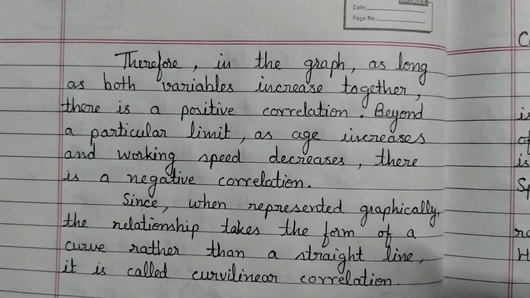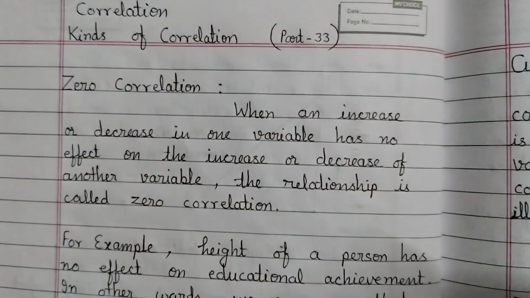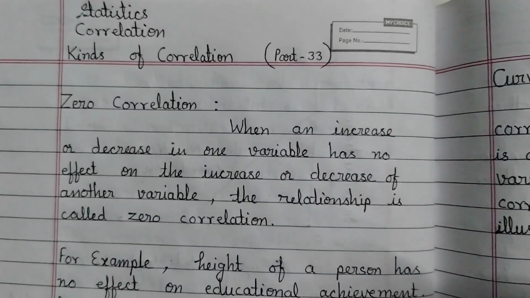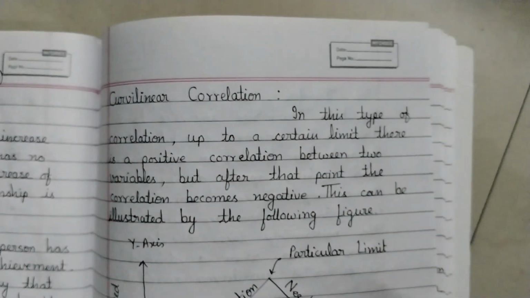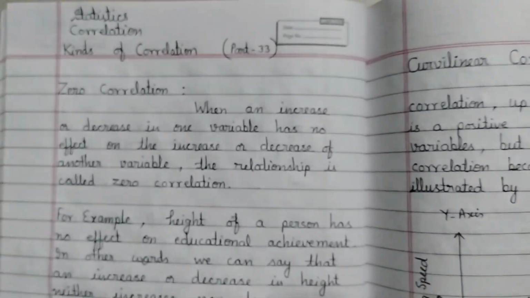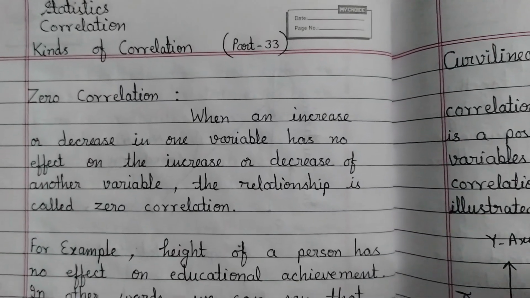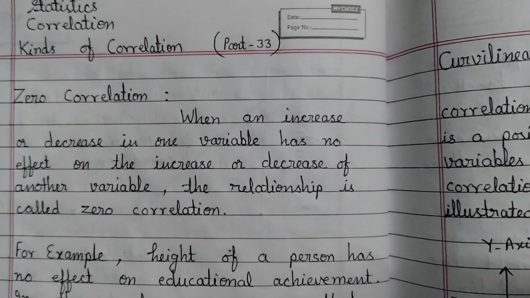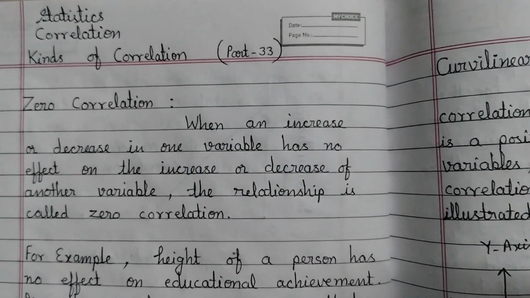So this is all about the kinds of correlation. In this part, I have covered zero correlation, linear correlation, and curvilinear correlation. So three correlations I have covered in part 33, and the rest of the correlations I covered in part 32, that is positive correlation and negative correlation. So this is all about the kinds of correlation.